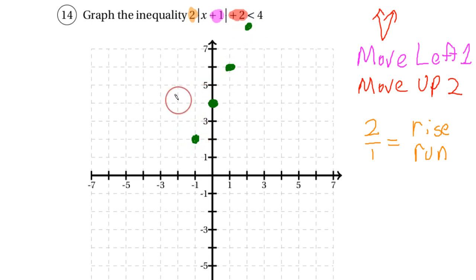Now I can do the same thing and just say rise 2, run 1, rise 2, run 1, rise 2, run 1. So that's what my V is going to look like.